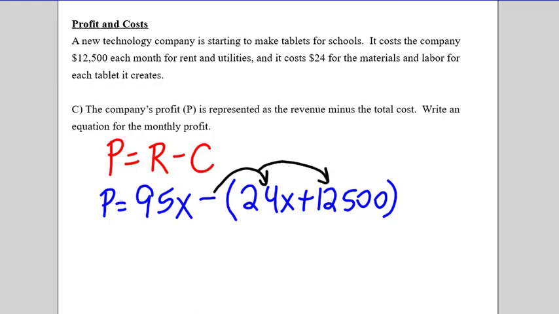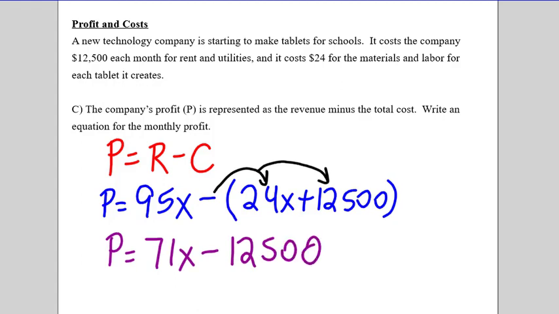So in essence, what I end up with here is that the profit is equal to 95X minus 24X, which would be 71X minus the $12,500 in fixed costs. So they're going to make $71 for each tablet in profit and then have to subtract off that $12,500 in fixed costs.